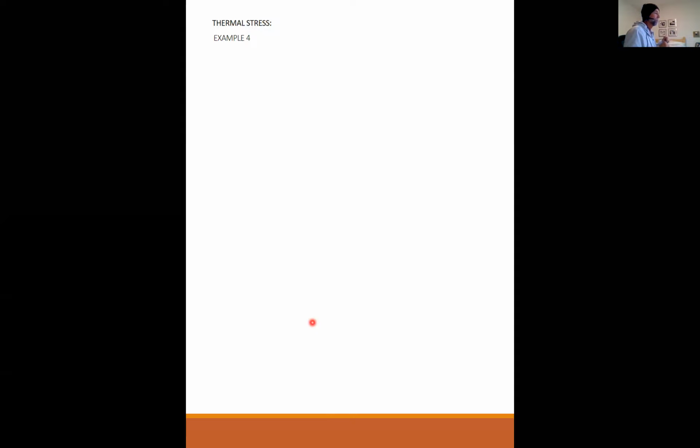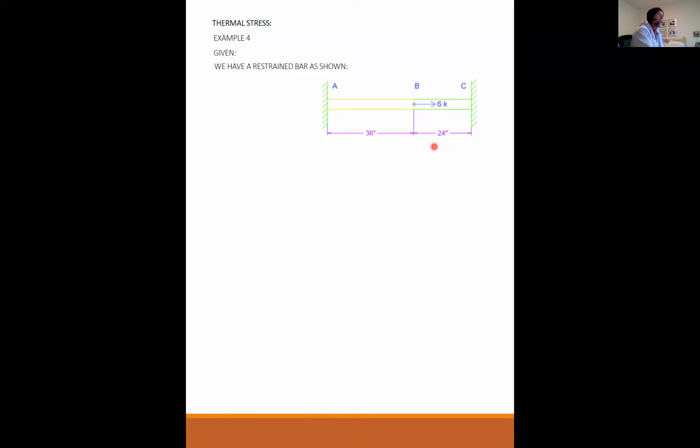Example number 4. Here we have a restrained rod as shown, but now I have introduced this external loading to add to the complexity. I did take away the gap, so this one doesn't have a gap, but it does have an external force. Hopefully this will cement the ideas of the questions that were just asked and the answers that I just gave. Hopefully this will drive it home.